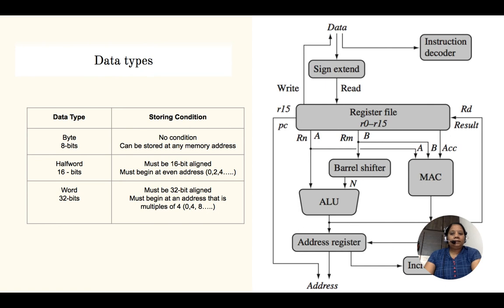The second type of data supported by ARM7 is 16-bit. It must be 16-bit aligned data, which means it must be stored at memory addresses that begin at even addresses, for example 0, 2, 4, and so on. The third type of data supported by ARM7 is the word, which is 32-bit data, and this must be stored only in 32-bit aligned spaces, that is, all the addresses that are multiples of 4. For example, 0, 4, 8, and so on.